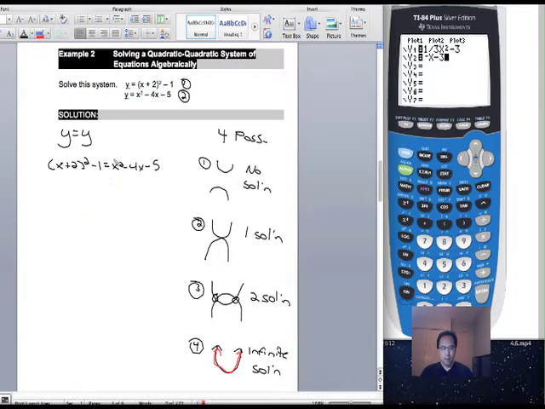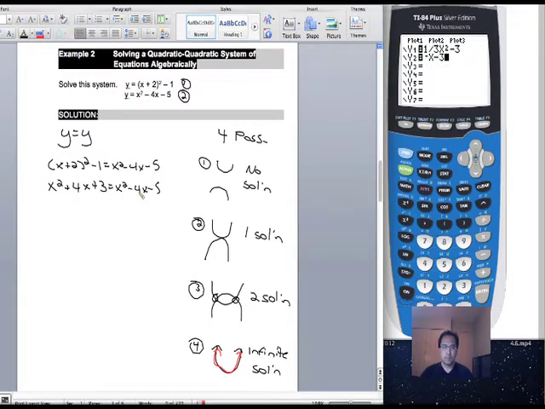Okay. We're going to FOIL this out. (x + 2)² is equal to (x + 2)(x + 2). So that's going to give us x² + 4x + 4, minus 1 gives us plus 3. So that's x² + 4x + 3 is going to be equal to x² − 4x − 5. We'll subtract x² from both sides, so that's going to eliminate that.